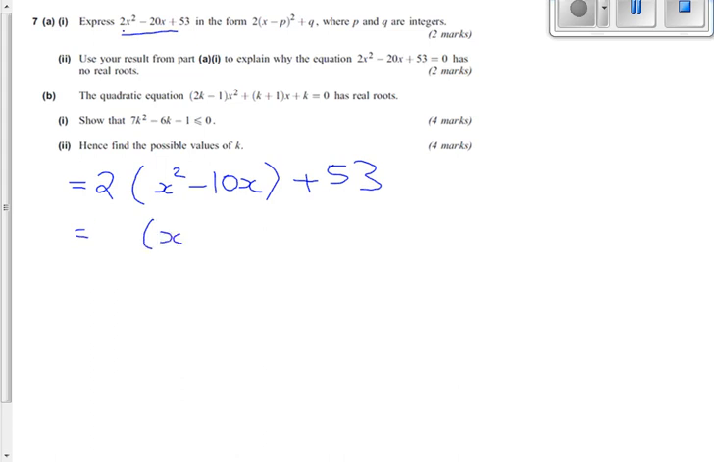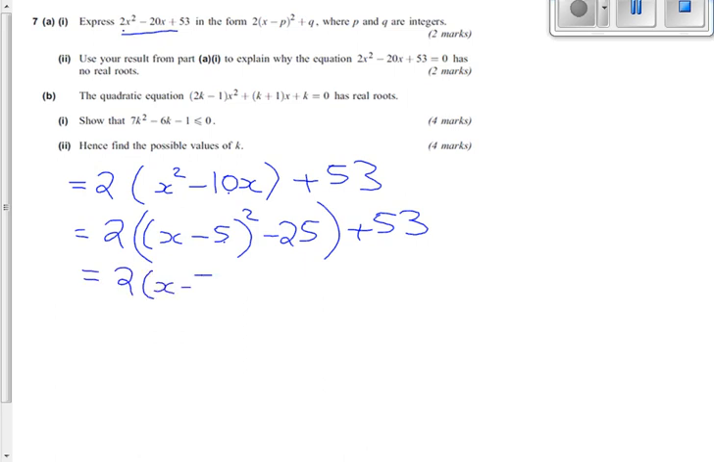So this thing here and this thing here are both exactly the same. Now this x squared, half of 10 is 5, but don't forget to take away the 25 there. That bracket is that whole thing there. We're still timesing it by 2. One more line then, multiply that by 2. We've got minus 50 here, plus the 53, means we've got a plus 3 on the end. There's our final answer.